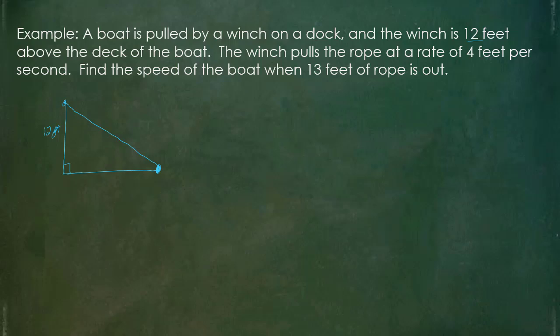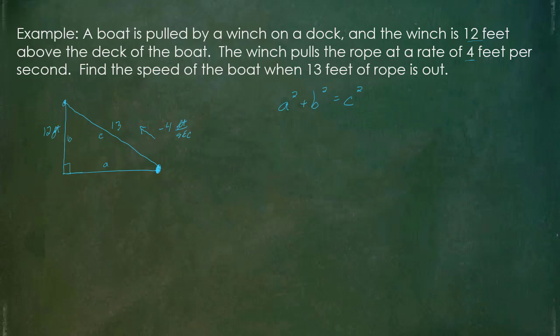And it says that the winch is pulling the rope at a rate of 4 feet per second. And then it says to find the speed of the boat when 13 feet of rope is out. So that would be when this is exactly 13. And we know that the direction here is going to be, it's reducing if I'm pulling in the rope. That should actually be like a negative 4 feet per second for whatever variable I wanted to call that. So if we just maybe went with a, b, and c, which are relatively common with a right triangle, we know that we'd have the relationship between those as a squared plus b squared equaling c squared.